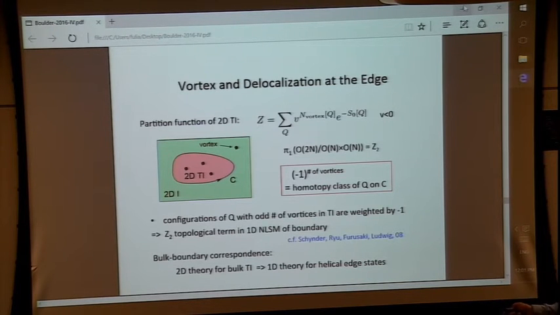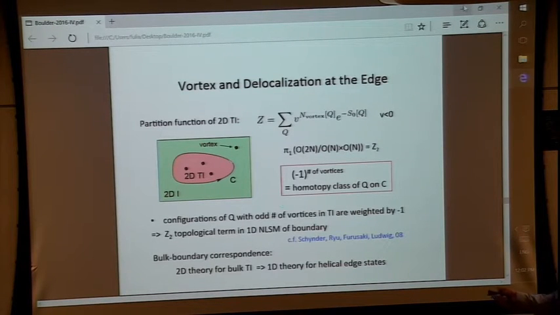So what this basically says is that in this configuration, where there's an interface between topological and trivial insulator regions, the configurations of the order parameter with an odd number of vortices in the island are weighted by -1, but that is equivalent to the Z2 topological term for the boundary. Okay, and this is what previously Andreas Ludwig and collaborators were talking about.